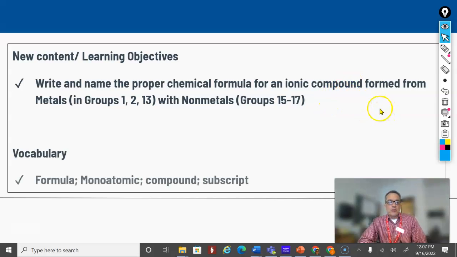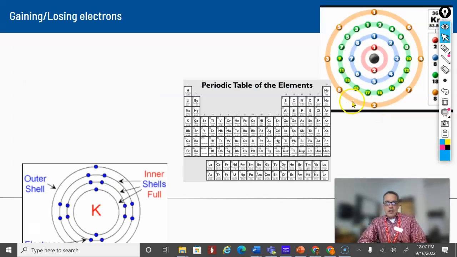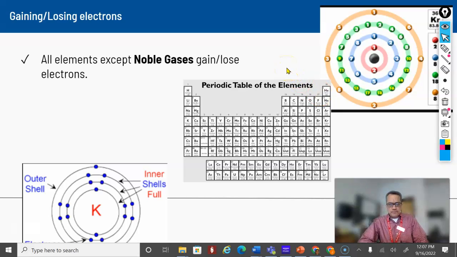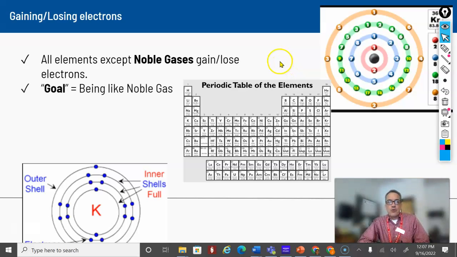Some vocabulary we will get into: formula, monoatomic, compound, and subscript. As a reminder, all elements except the noble gases gain and lose electrons. The whole goal here is that they want their electrons to become like a noble gas. None of the other ones are like a noble gas. Their outside shell is not complete. They have one electron or two, all the way up to 7 valence electrons. Again, that's our outside shell electrons.